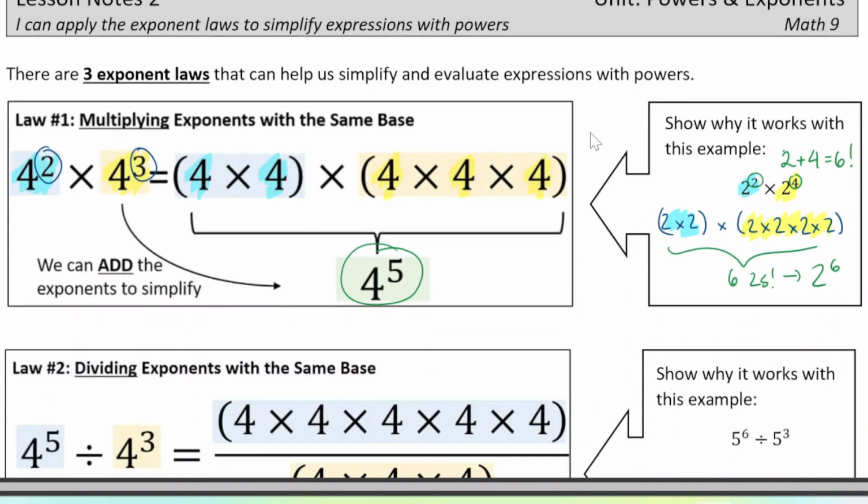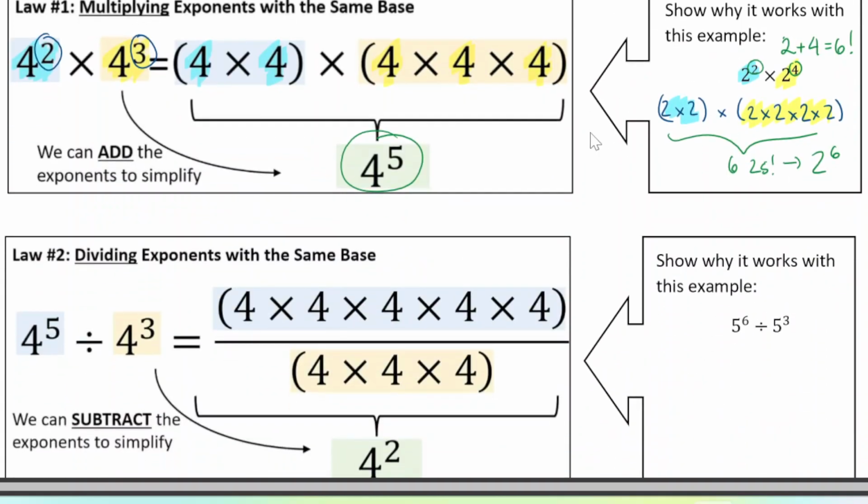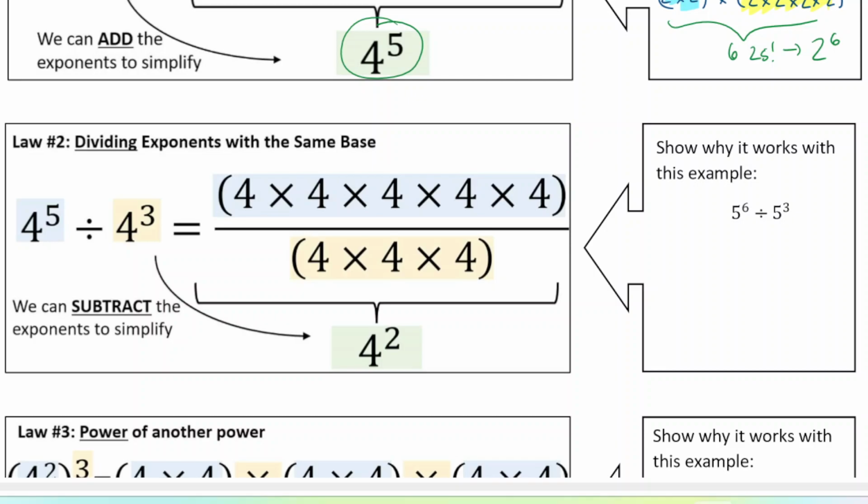Law number 2, it's about division. What happens when we divide powers that have the same base? So let's take this example, 4 to the power of 5 divided by 4 to the power of 3. Very important that the bases are the same. Let's write that out and how that would look. And we're going to write it kind of in a fraction format.